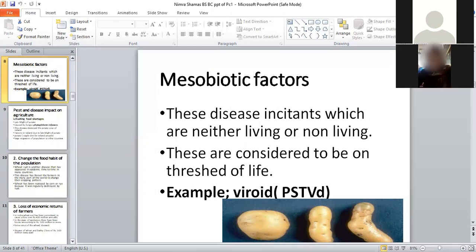For example, viroid, PSTVD. Before discussing PSTVD, we have to get information about viroids. What are viroids? Viroids are single-stranded circular RNA which infect parts of a plant and transmit disease. So PSTVD is potato spindle tuber viroid. We now discuss the circular shape of the potato, and then the spindle shape of the potato. So the viroid causes the spindle shape of the potato. This is the viroid disease, PSTVD. Next slide.